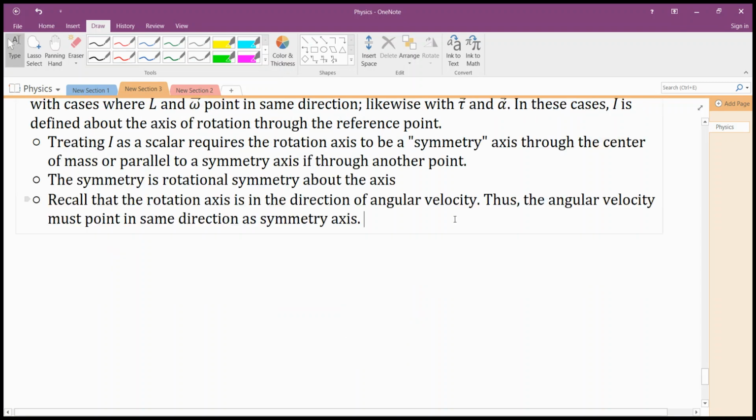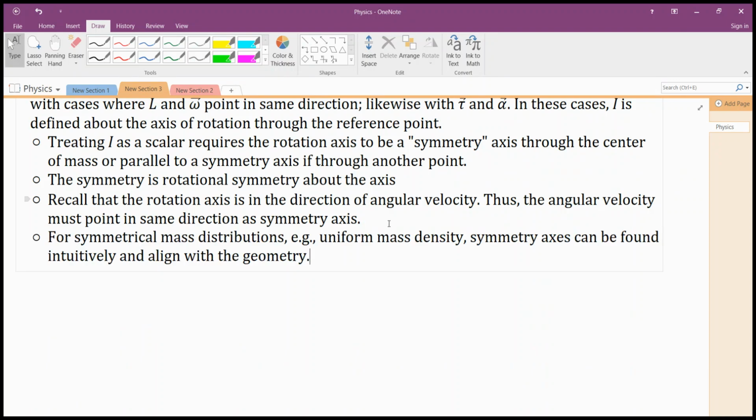Another consequence of requiring a symmetry axis has to do with the angular velocity. Recall that the rotation axis is defined by the direction of the angular velocity of your object. Therefore, since we need a symmetry axis, the angular velocity must also point in the same direction as a symmetry axis.